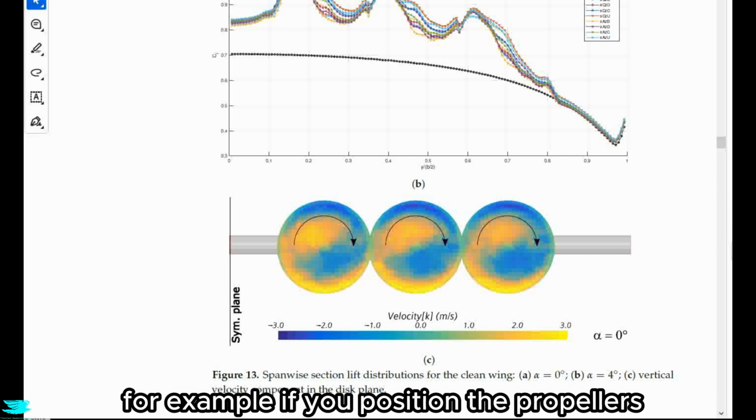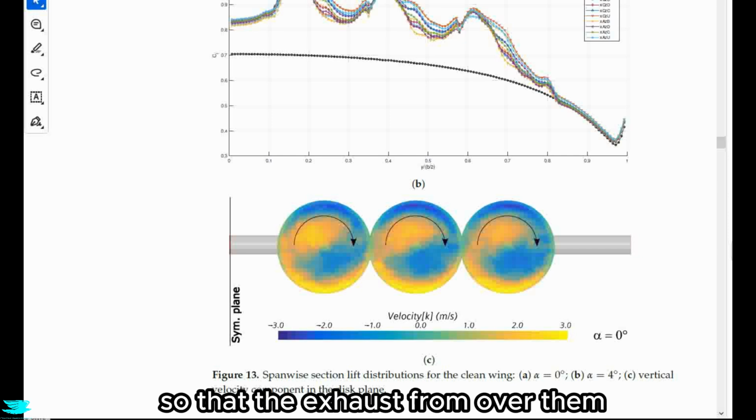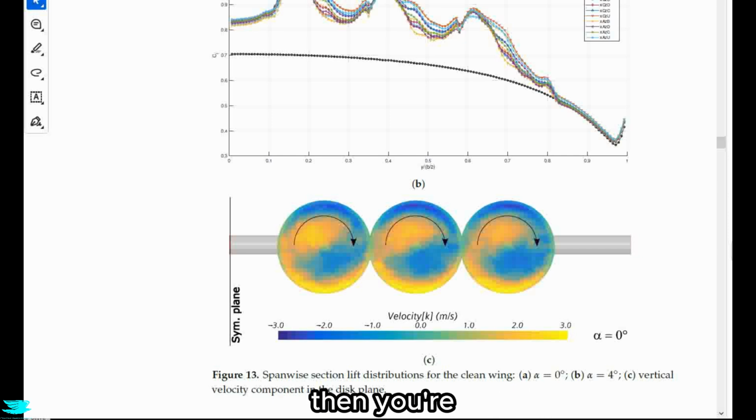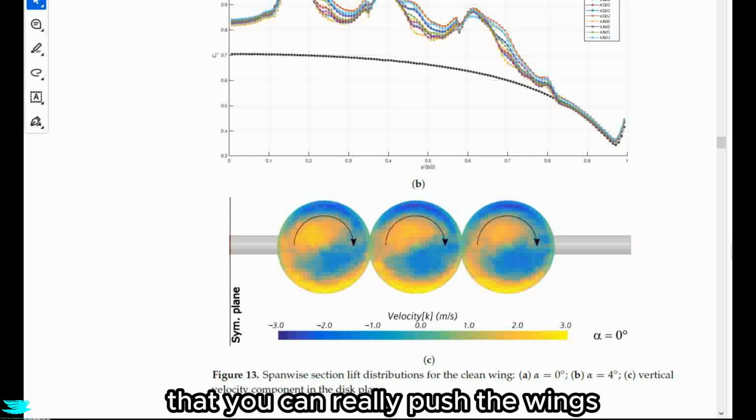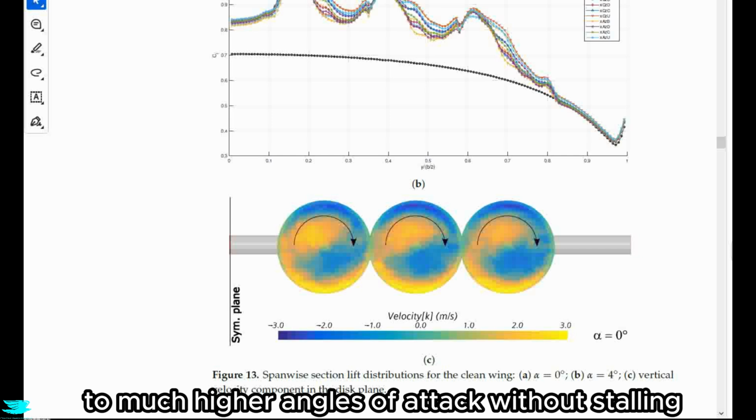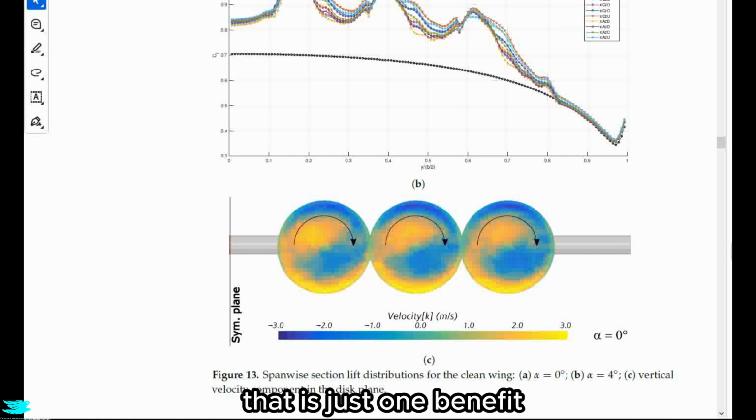For example, if you position the propellers so that the exhaust from them goes over the top of the wing, then you're effectively injecting so much faster moving fluid that you can really push the wings to much higher angles of attack without stalling. That is just one benefit.